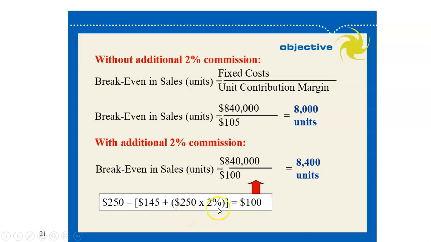Okay, here is showing you how we got the $100: the $250 sales price times the 2% commission. That's the $5. And that got added into the $145 that we already had to pay for variable costs. And we had the sales price per unit minus the variable cost per unit of $150, and that gives us the unit contribution margin of $100.